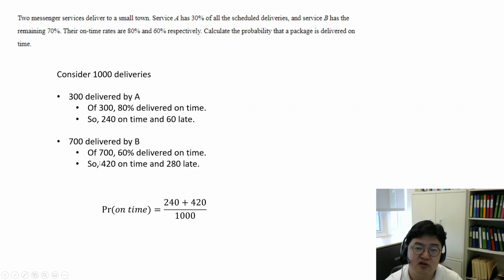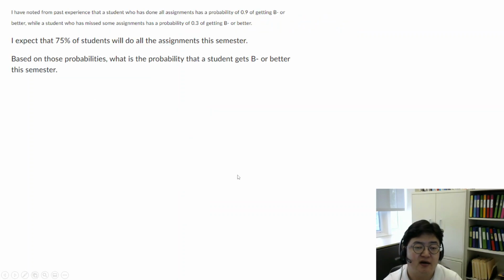240 plus 420 packages are delivered on time. So this is the on-time rate overall. Okay? So same structure as we did before. The next question, again, the same structure.